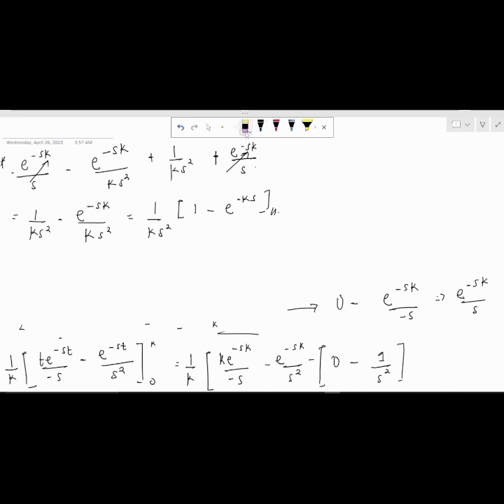Let's take one more question. This is a very simple one. So if f of t is equal to 1 plus cos 2t, how do we find the Laplace transform of this? It is very simple. It's simply equal to the Laplace transform of 1 plus the Laplace transform of cos 2t.